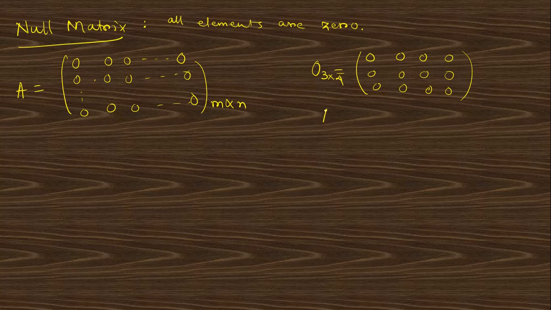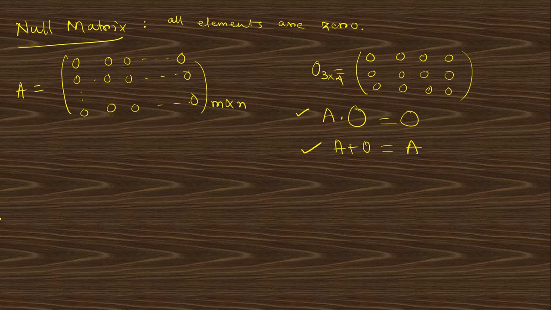If we multiply with a 0 matrix, we will get 0. If we add it with a 0 matrix, we will get the same matrix. This is a simple property. Null matrix means all elements of the matrix are 0.